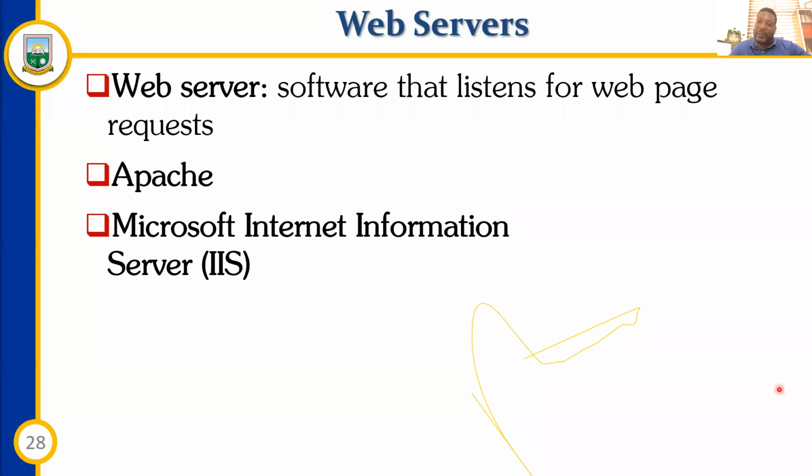What we use for the VLE is XAMPP or AMP or WAMP. That is Apache. That is what we use for the VLE. For the services for the portal, we use the IIS. And it's a product from Microsoft.